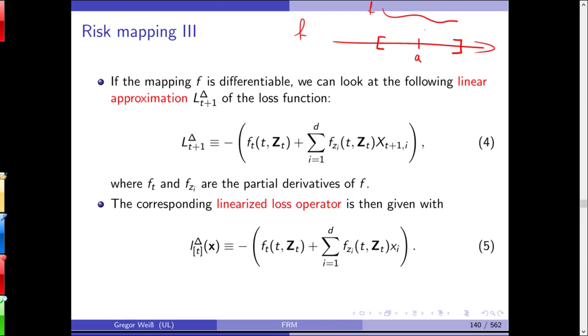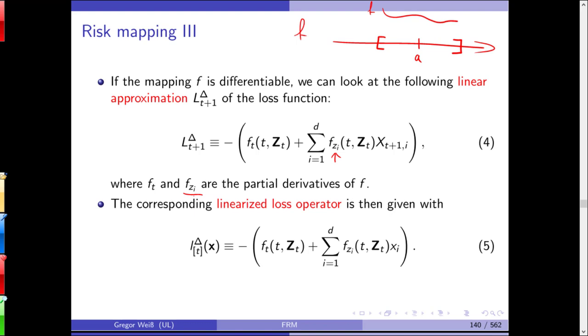And then it's no surprise, I'll switch to English again here, that in this linear approximation you have partial derivatives. But in the end it's a very simple application of Taylor's theorem. And you will have the first derivative of f with respect to t, and here you will see the first derivatives of f with respect to each risk factor. So these ft and fzi are the partial derivatives of f.